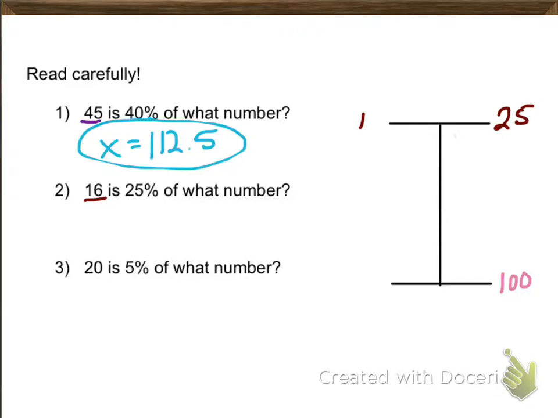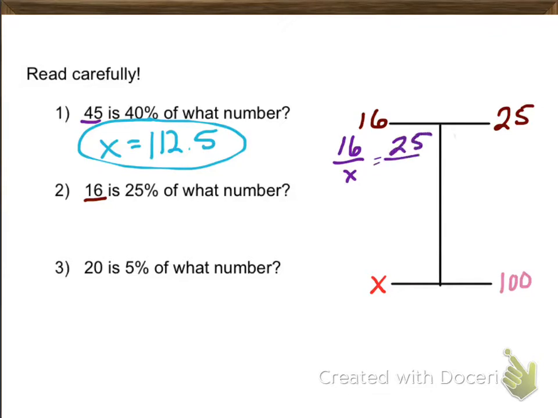So now, if we look at the next question, 16 is 25% of what number? If you were to set this up, how exactly would you set it up? Well, you'd have your 100% in the bottom right-hand corner. Your 25 is above that because it's 25%. But then my 16 is 25% of what number? Again, it is a part of something, so therefore that is my part, and my whole is down in the bottom, which is an x.